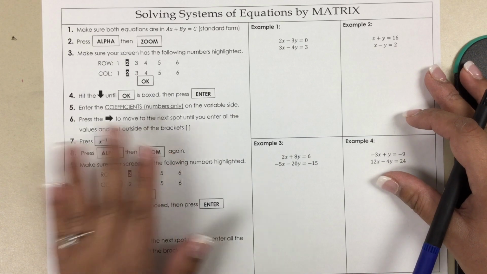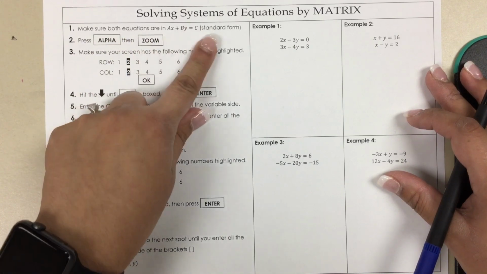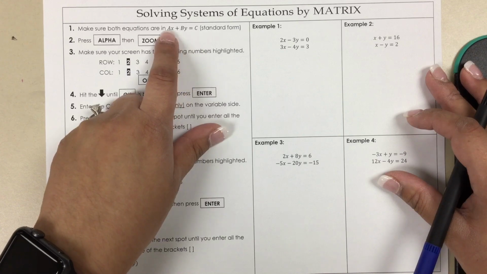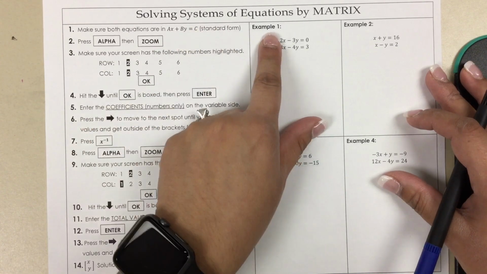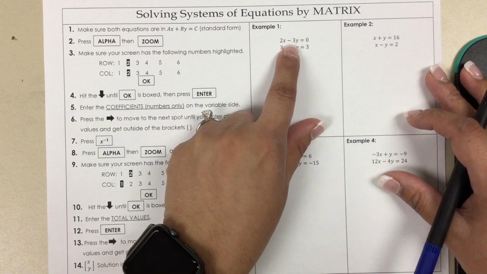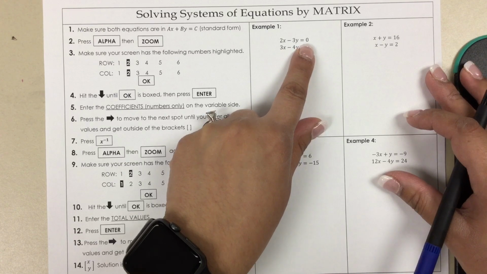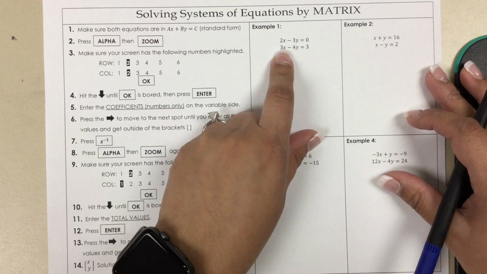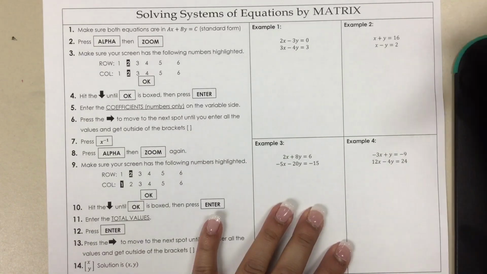So let's get through this. My first step is you have to make sure both equations are in standard form. So it has to look like ax plus by equals c. X term, then your y term, then your constant is on the other side of the equal sign. So looking at example 1, we have 2x minus 3y equals 0. X comes first, then your y term, then your constant. Then we have 3x minus 4y equals 3.